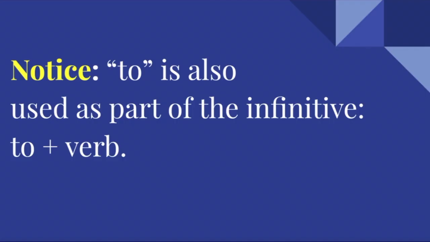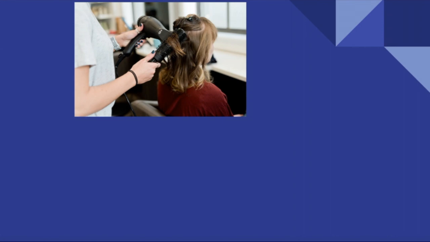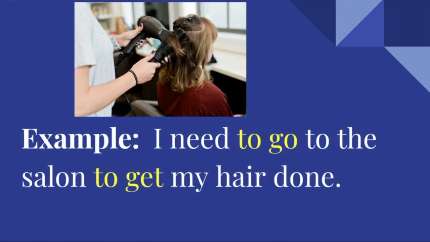Notice, to is also used as part of the infinitive. So now we're not talking about the preposition. Now we're talking about an infinitive, which is to plus a verb. That's what infinitive means in grammar. So here's an example. I need to go to the salon to get my hair done. So notice we have 3 to's in this sentence, right? But to go and to get are infinitives. So this means that they're to plus the verb. And then we also have another to that is a preposition, right? This is the destination one.